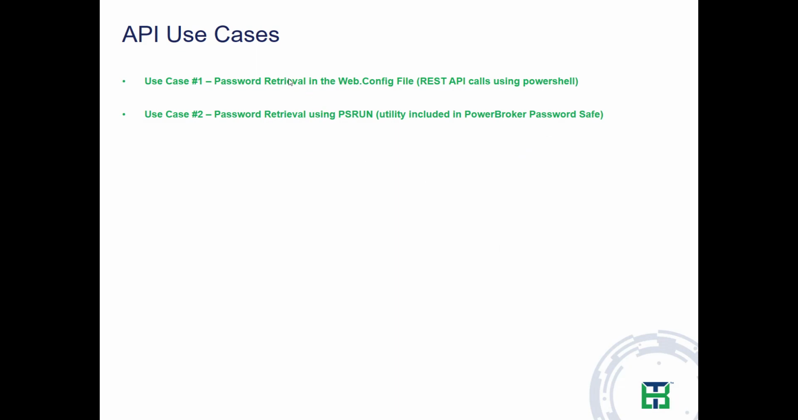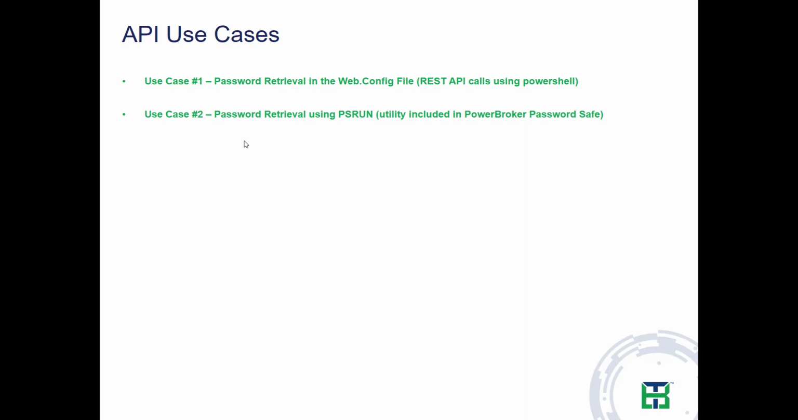So in the first use case, I'm going to show you how we can leverage the PowerBroker Password Safe APIs in order to request access to a privileged account. Then after requesting access using APIs, we're going to update the password in the web.config file. We're going to do that using a PowerShell script, and in this script, we are going to make some REST API calls to the PowerBroker Password Safe appliance.